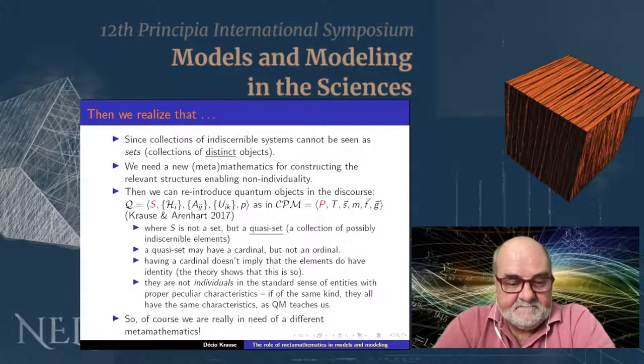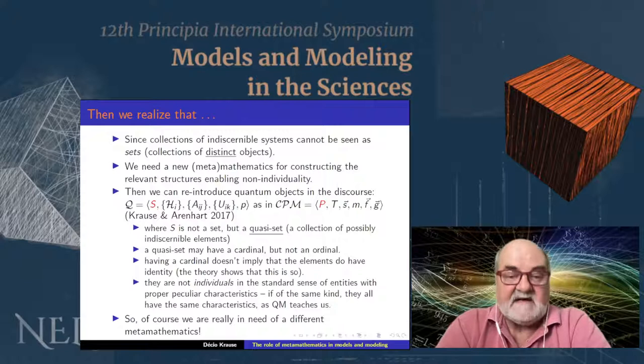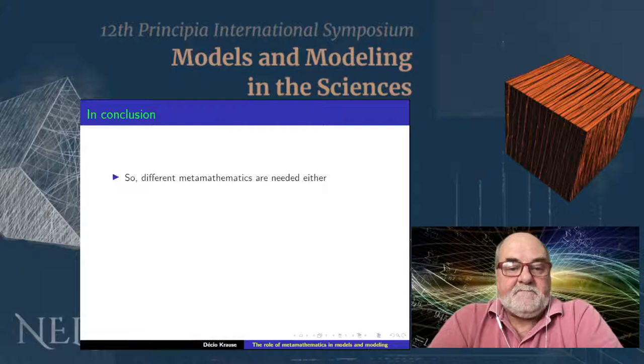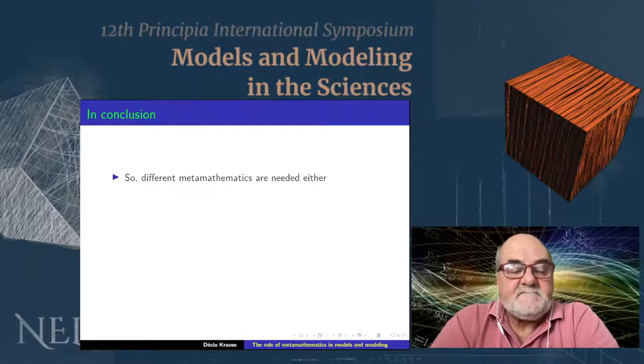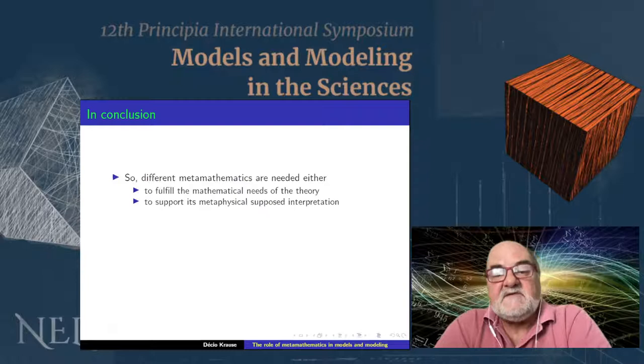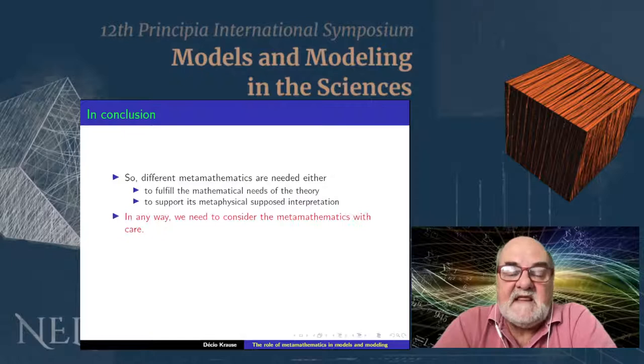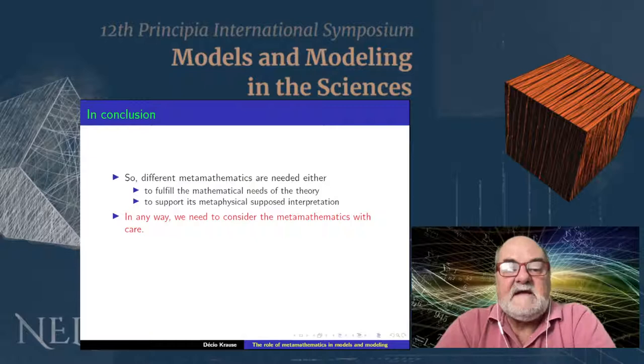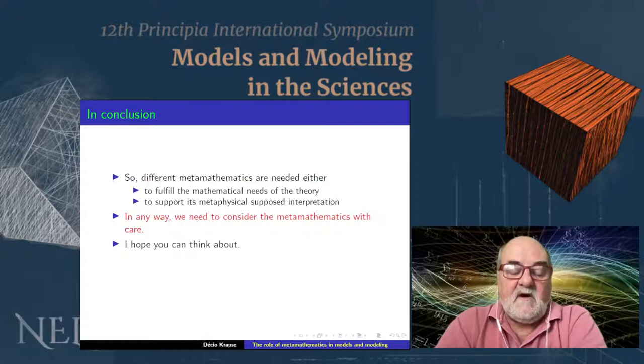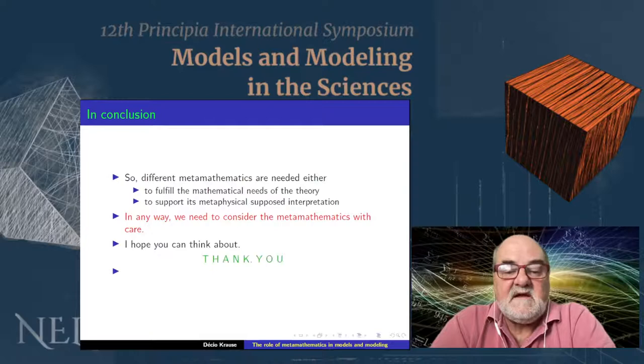So, of course, you are really in need of a different mathematics. Different metamathematics is needed either to fulfill the mathematical needs of the theory, or to support the supposed metaphysical interpretation. We need to pay attention to both characteristics of a scientific theory, its mathematical needs and its metaphysical presuppositions. In a way, we need to consider the metamathematics with care. I hope you can think about these issues, and I think I closed. Thank you so much. A short talk, but perhaps there will be questions.